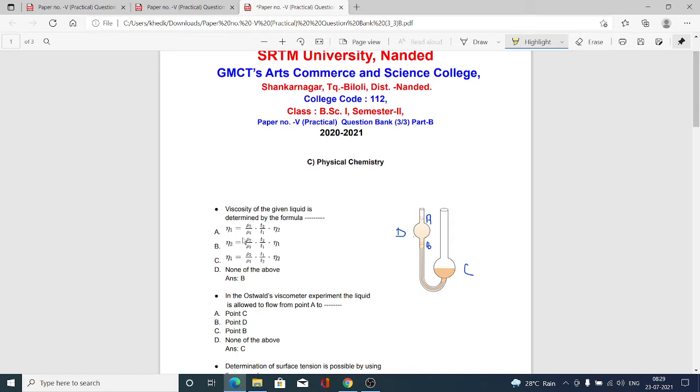By putting all these values, we could find out the viscosity of the given liquid. Then the MCQ on this experimentation: viscosity of the given liquid is determined by the formula dash dash. Option A, eta 1 is equal to rho 2 upon rho 1 into T2 upon T1 into eta 2. Option B, eta 2 is equal to rho 2 upon rho 1 into T2 upon T1 into eta 1. Option C, eta 1 is equal to rho 2 upon rho 1 into T1 upon T2 into eta 2. And the fourth option, that is option D, is none of the above.